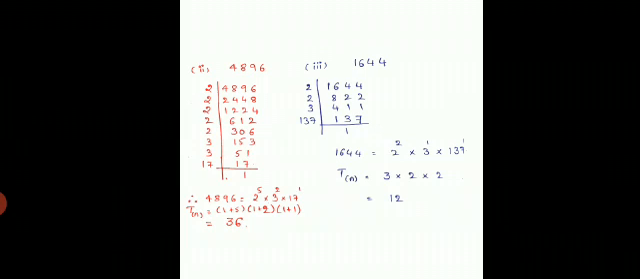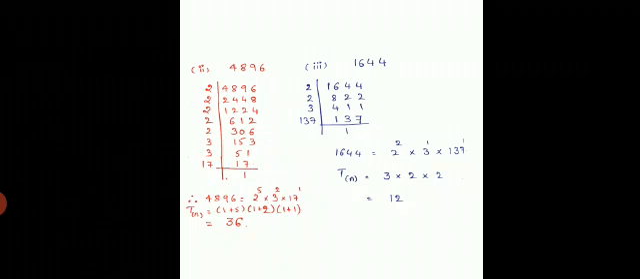So the canonical representation of 4896 can be written as 2 repeated 5 times, into 3 repeated 2 times, into 7 repeated once. Now T of n is equal to 1 plus alpha 1, which is 5 here, into 1 plus alpha 2, here it is 2, and into 1 plus alpha 3, which is 1 plus 1.